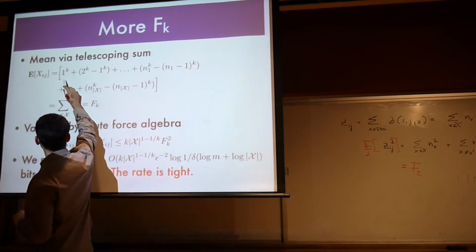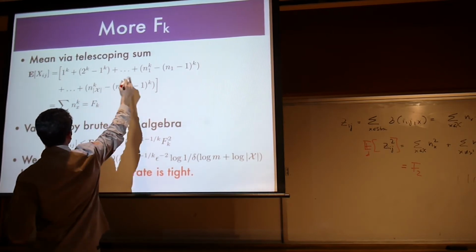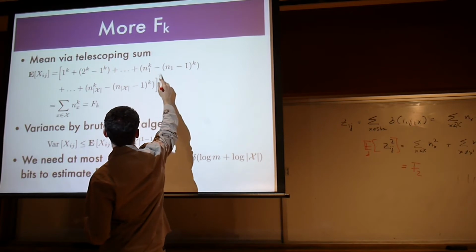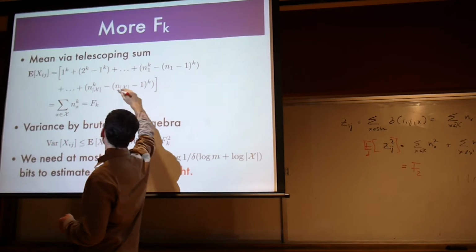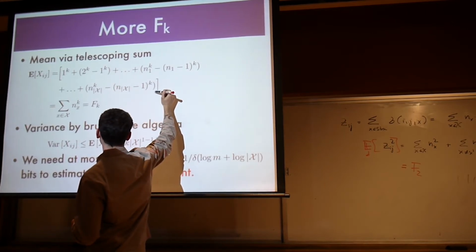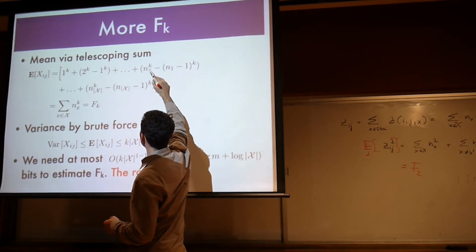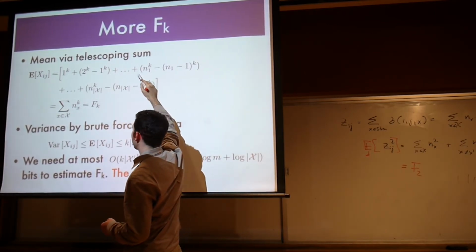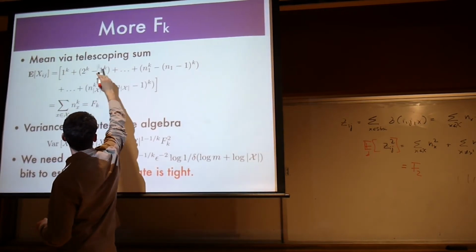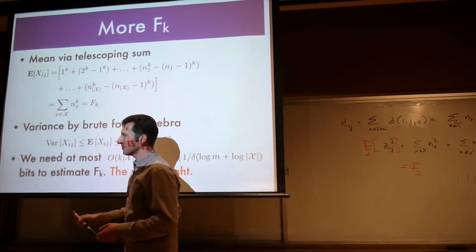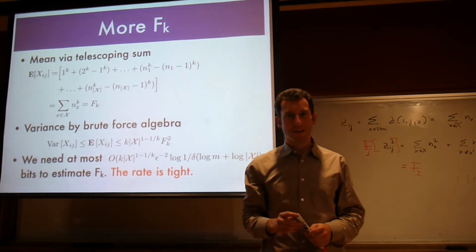So I get with equal probabilities 1 to the k minus 0 to the k plus 2 to the k minus 1 to the k. Here they are, up to the n1 to the k minus n1 minus 1 to the k. They get that for the second symbol and the third and so on up to the last symbol. Now if you squint at that hard enough, you'll see that everything disappears but n1 to the k. So there's some telescoping. This guy cancels with this guy cancels with that, and so on and so on. So this is how you can see this actually gives you exactly fk.